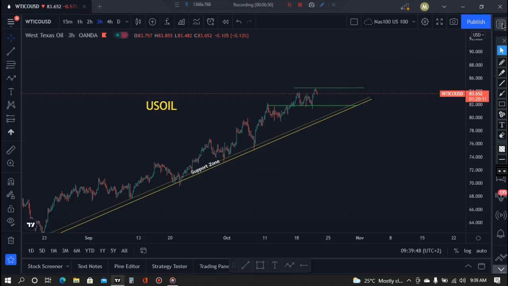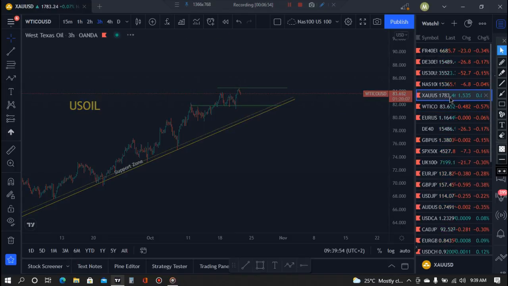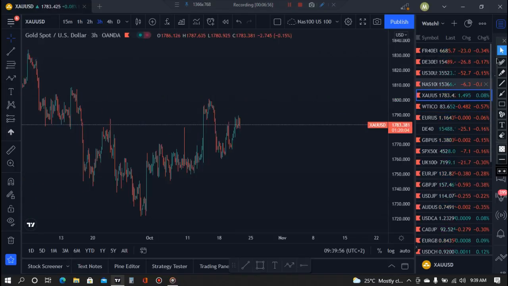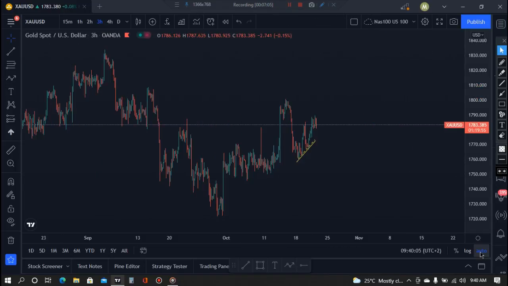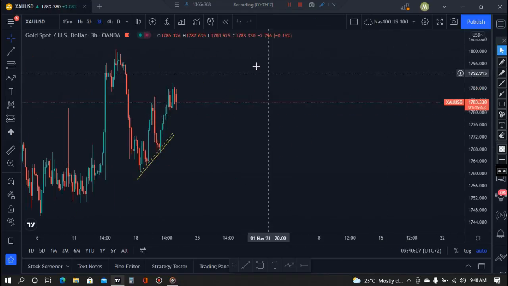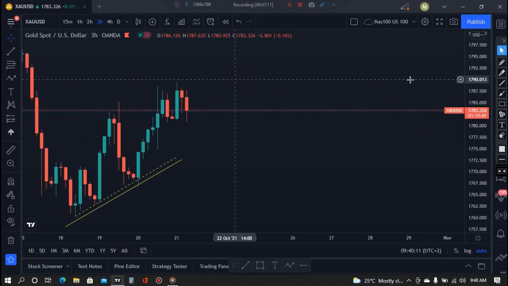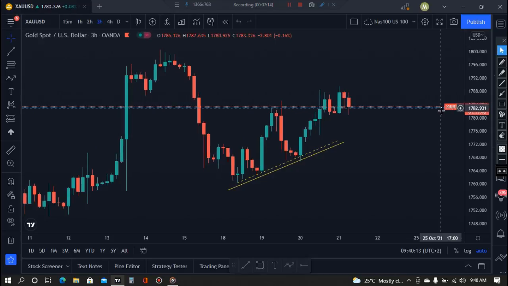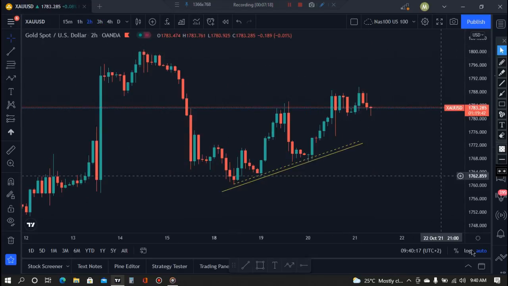So let's go to the one and only, it's gold, guys. On gold, we can see that the market, let's see. Firstly, let's make this auto. Okay, we are here. We are on the 2 hour chart on gold, guys. Let me check something.